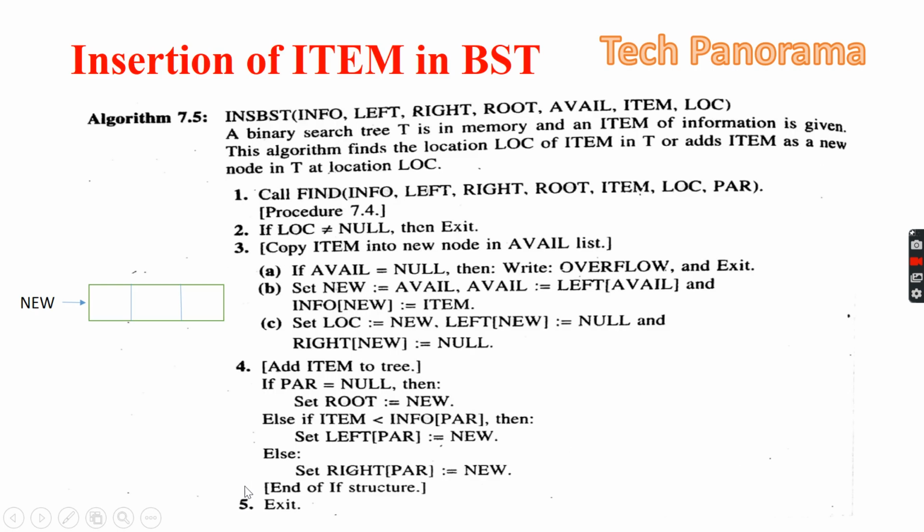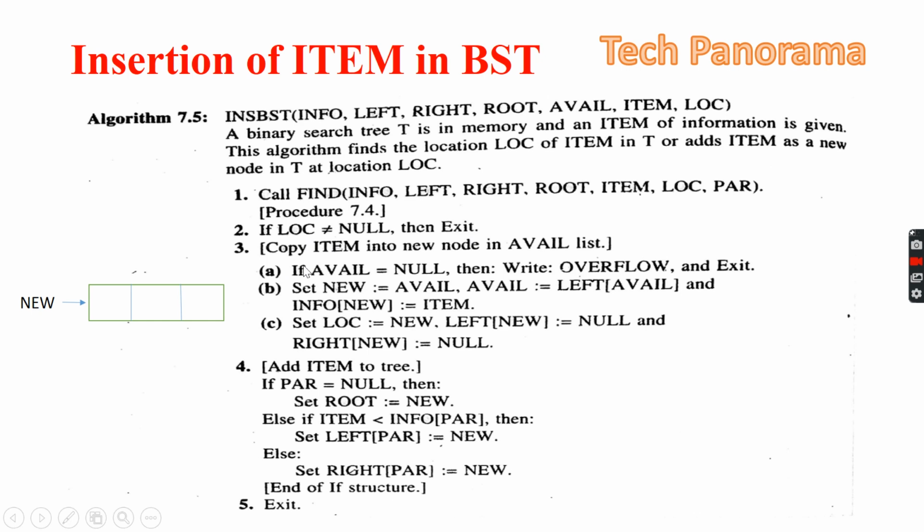Now this is the time to insert the item into the binary search tree. So first we will call this procedure to find the location of the item and its parent. Then we will check the value of location and parent. If location is not equal to null, it means the item is already in the tree, so there is nothing to do and we will exit from the algorithm. But if the item is not in the tree, it means the location is equal to null. Then we will insert a new node into the binary search tree.